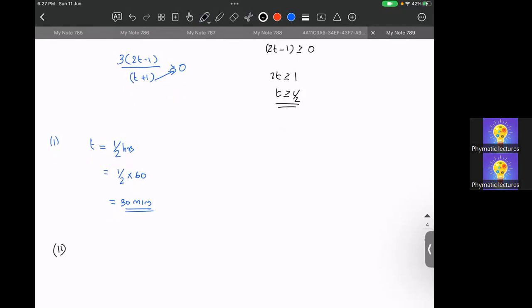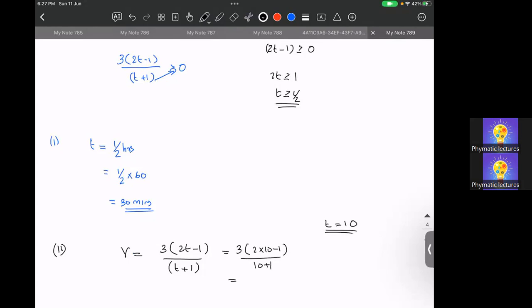Then in the second question, this volume has a limit. So what is the equation for volume? 3 times (2t minus 1) by (t plus 1), correct? We know that when time increases, the volume must increase. But for a very large value of time, for example, when t is equal to 10 hours, what is the volume we will be getting? We need to find the limit, because it will reach a maximum value of volume formation.